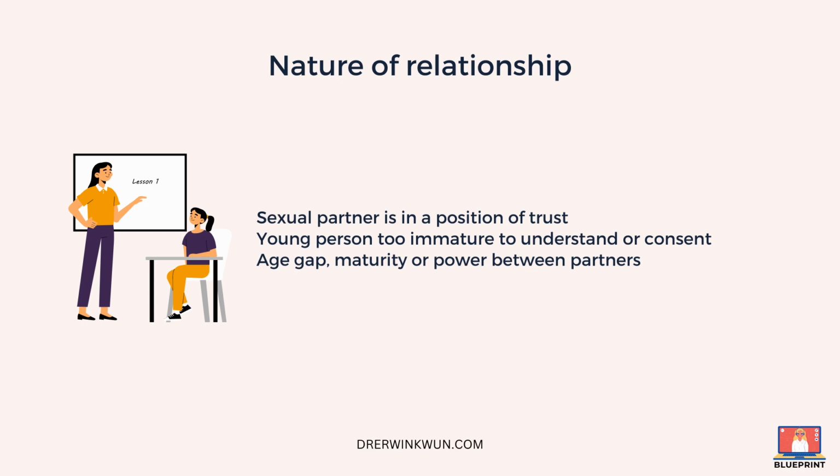How did the patient meet their sexual partner? Is a sexual partner in a position of trust? Is a young person too immature to understand or consent? And consider the age gap as well. So what's the difference in age between the sexual partners, and also the maturity or power between the partners? The bigger the difference in the age gap, the more likely that it could be a relationship that leads to abusive issues in the relationship.